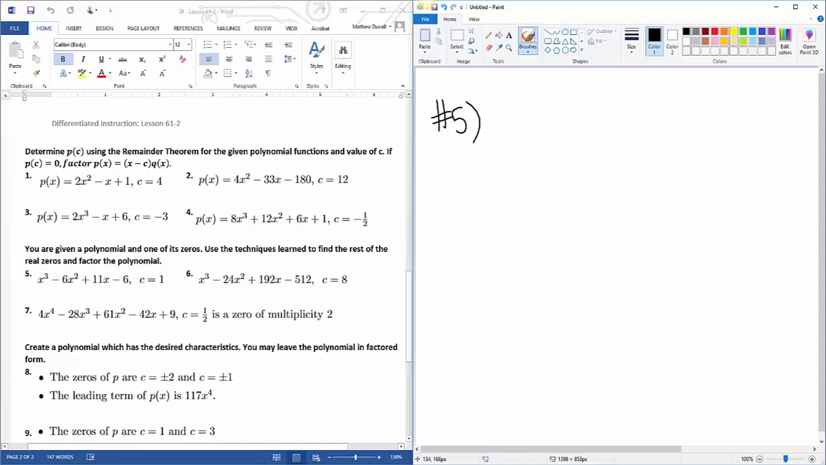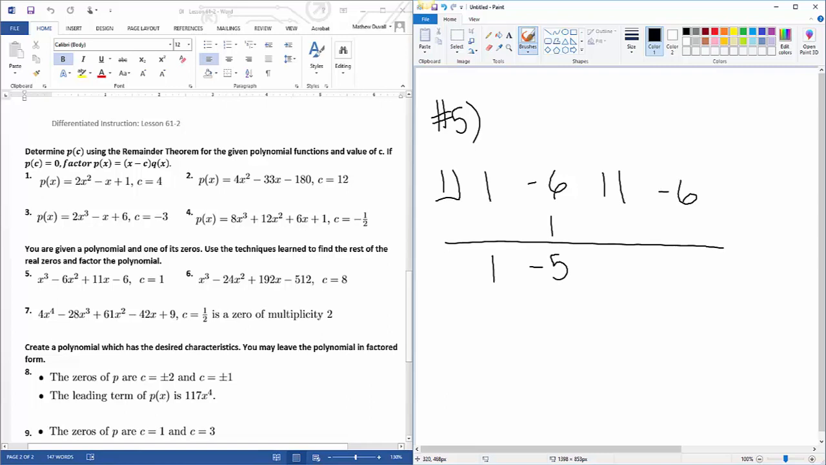Alright, so number 5 says you're given a polynomial and one of its zeros. Use the techniques learned to find the rest of the zeros. Alright, so we have a 0, it's 1. So that means I can divide into my polynomial. So 1, negative 6, 11, negative 6. Bring down the 1, multiply, add, multiply, add, multiply, add.